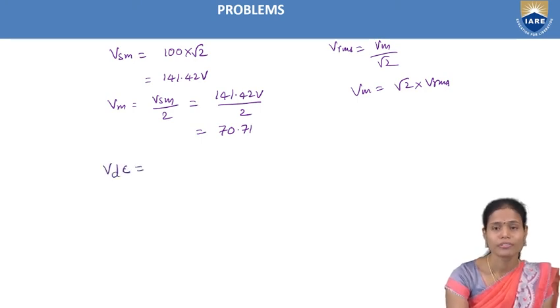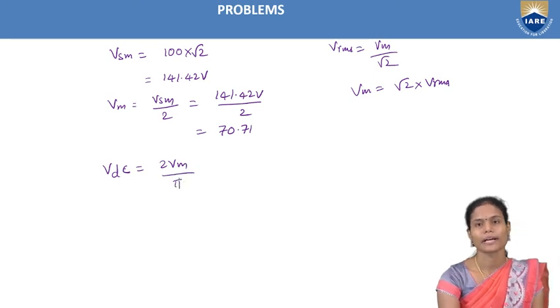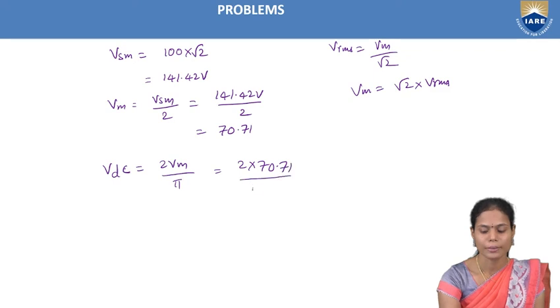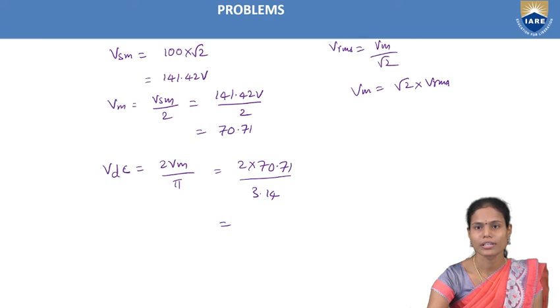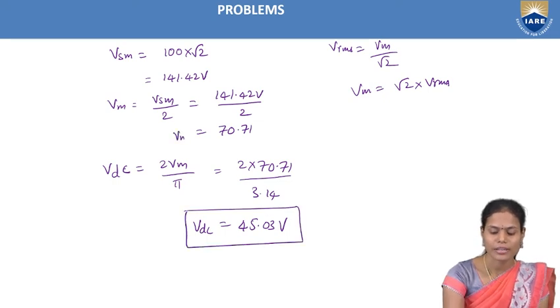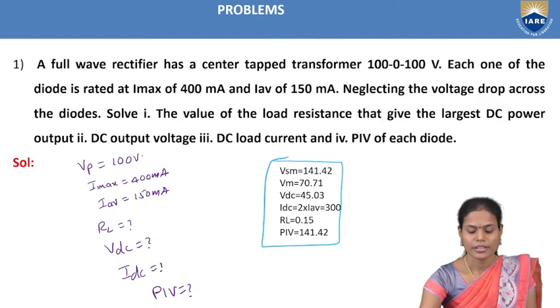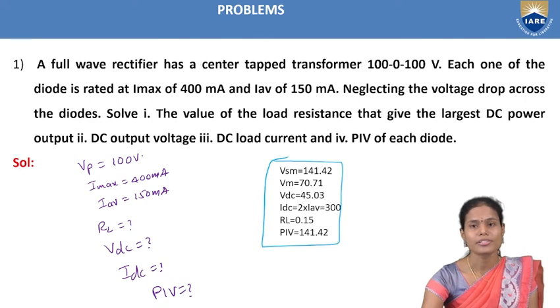VDC in the full wave rectifier is 2Vm by pi. That is 2 into 70.71 divided by 3.14. After simplification, we will get it as 45.03 volts. This is the DC voltage from the given parameters, and the maximum voltage is 70.71 volts. And next we need to calculate the IDC value.